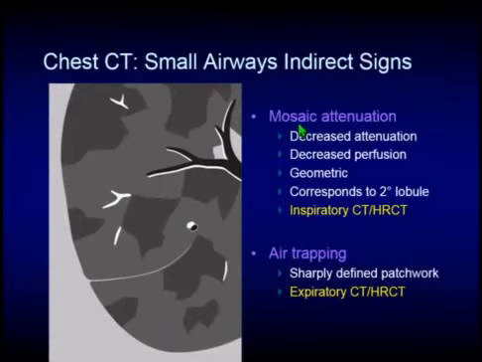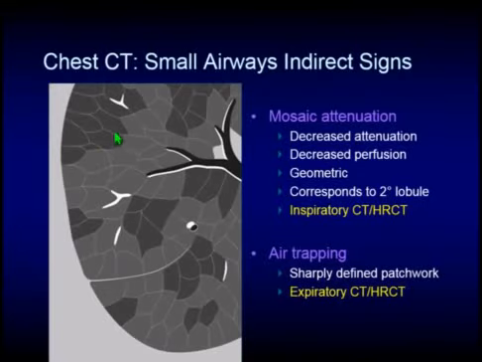There are some indirect signs of small airways disease, and you may come across the term mosaic attenuation. Mosaic attenuation is when you see hyperlucent and hypolucent or gray lung juxtaposed against one another, in a geometric fashion corresponding to either isolated or clusters of secondary pulmonary lobules. Here we see gray lung and black lung, in a very geographic pattern, and you can imagine that these areas correspond to clusters of those secondary pulmonary lobules.